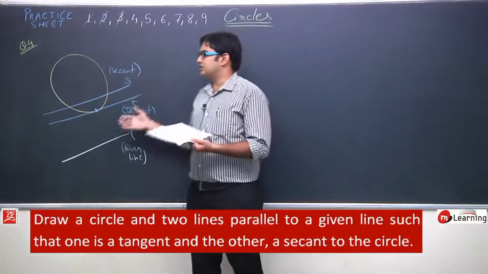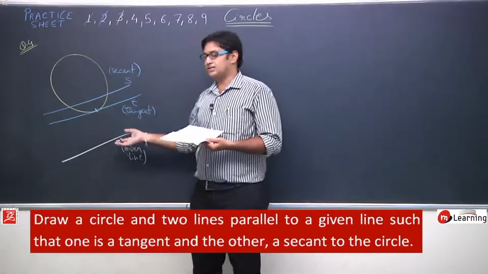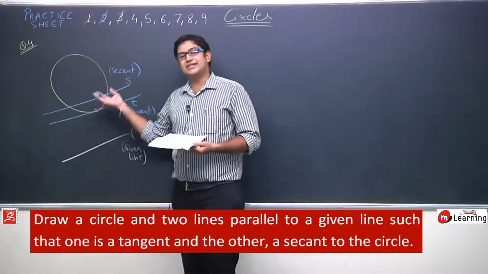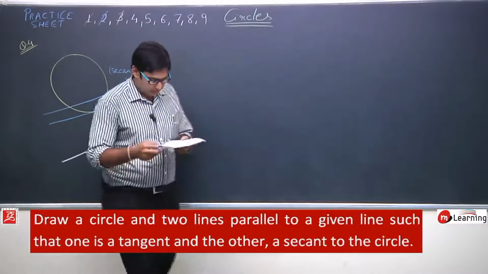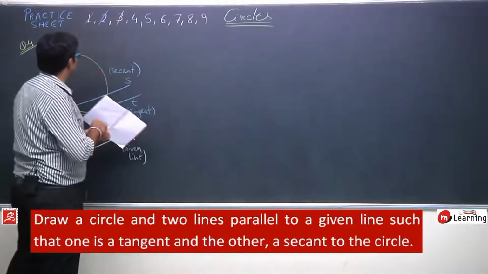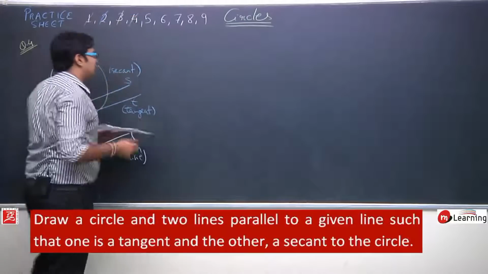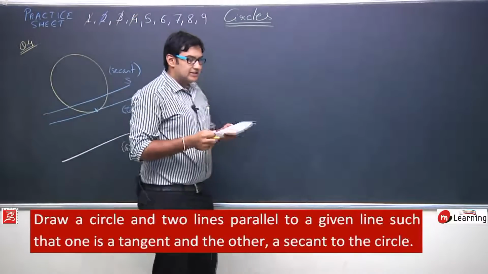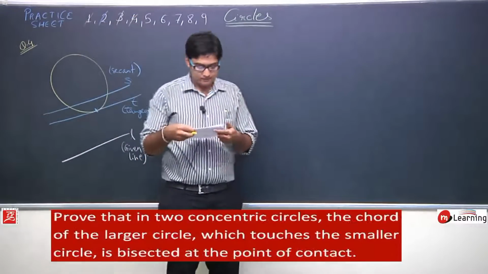It's a very simple question. You just need to draw two lines which are parallel to this line. One is a tangent and one is a secant. Okay. So this is the solution for the fourth question from the practice sheet. Let us discuss question number 5.